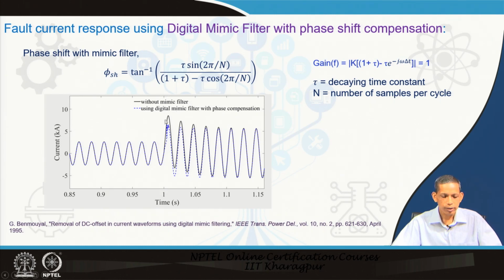The black one is without the mimic filter, so it has a decaying DC component, and with the digital mimic filter and compensating this phase, we get the corresponding blue dotted one. So, we see that it has overcome the decaying DC part, and also the phase is being compensated. Therefore, the current signal does not require any further change in angle as compared to the voltage also.